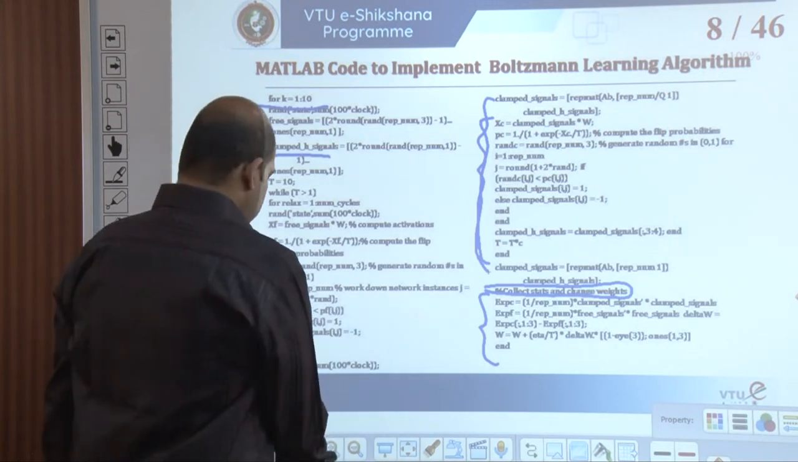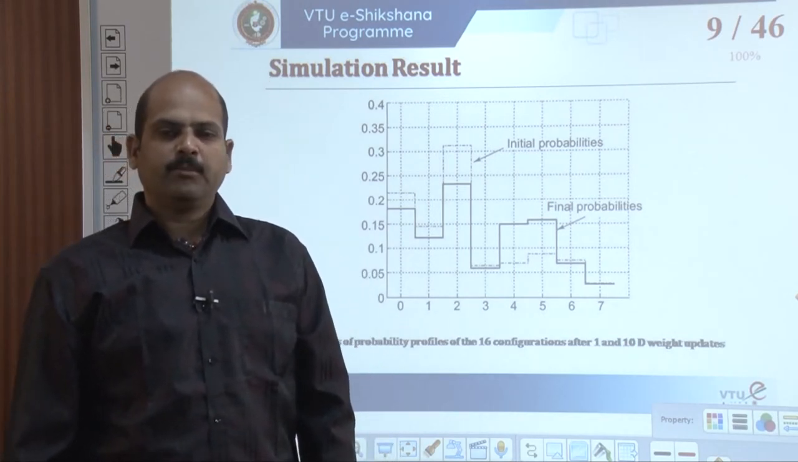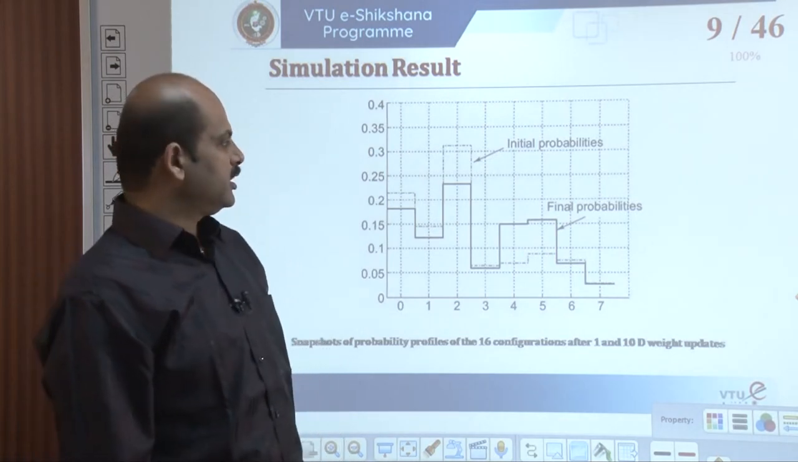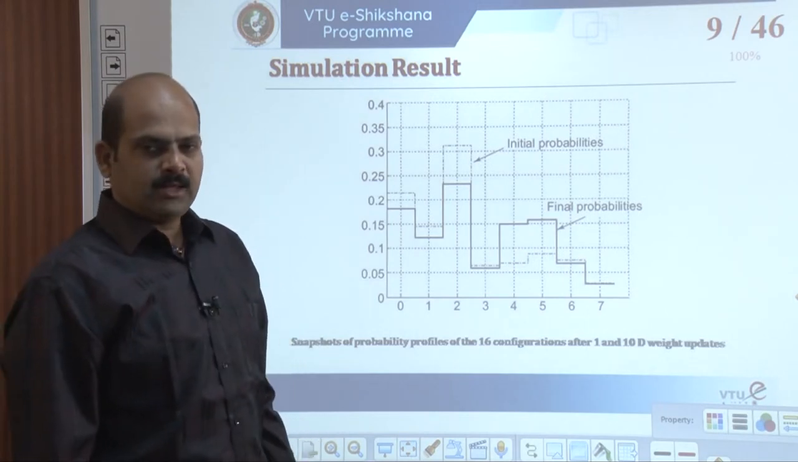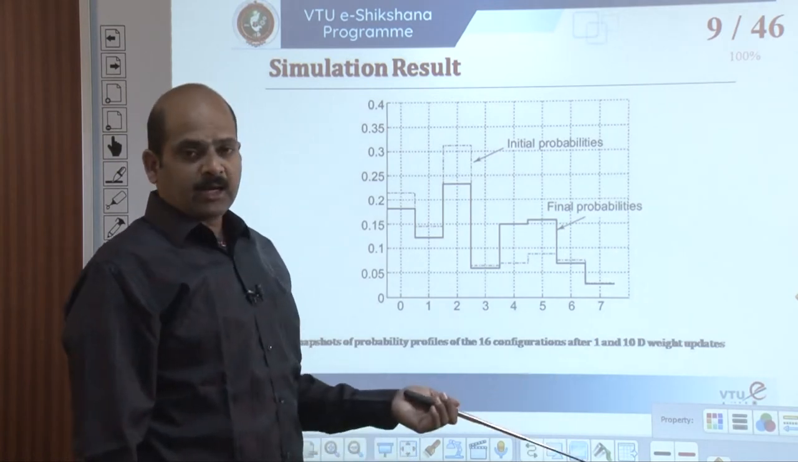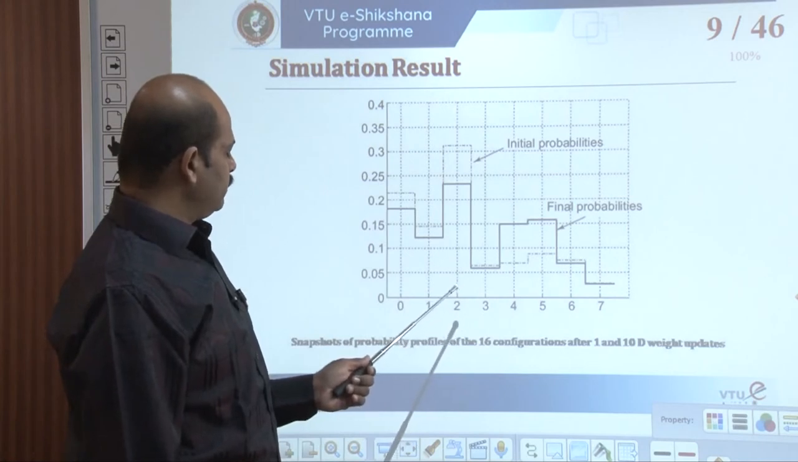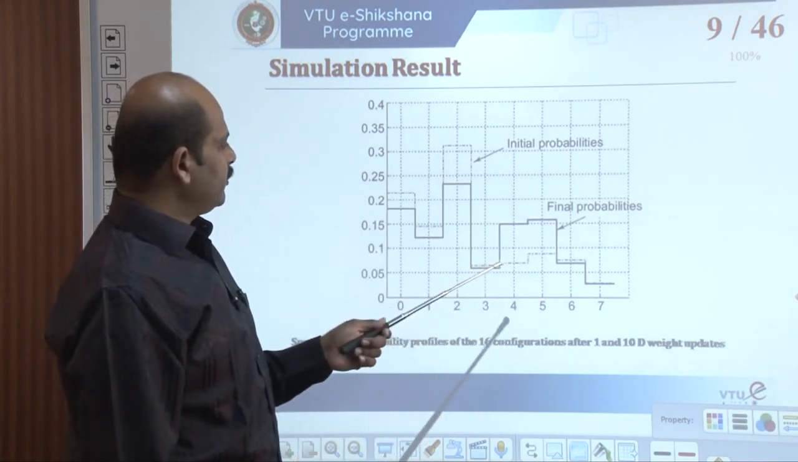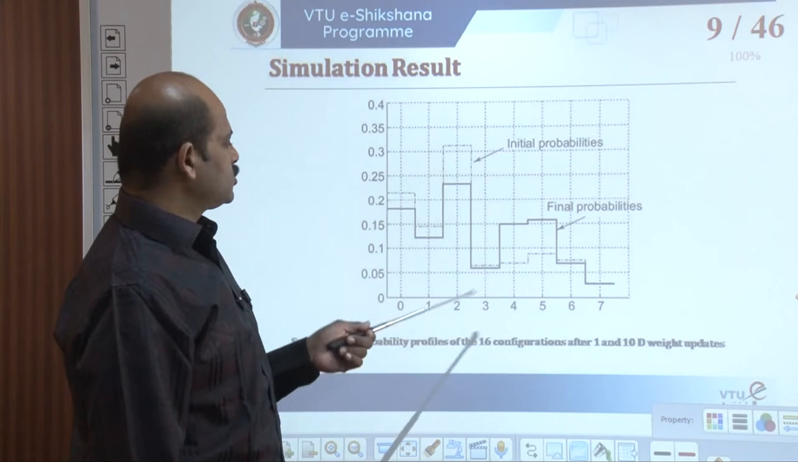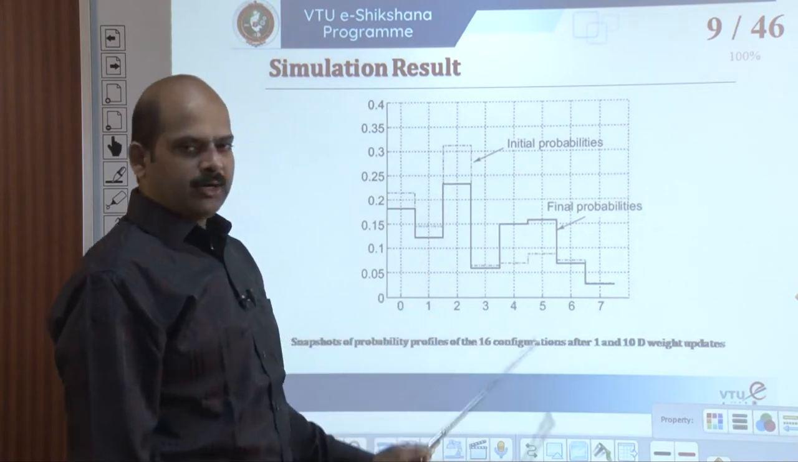Let me see how the simulation goes. As you are aware, our simulation is for an extremely simple network comprising two visible and one hidden neuron, so that we can track what is going on. This simulation shows a result that is a snapshot of the probability profile of 16 configurations and 1 to 10 weight updates. The weights are updated, and we calculate the initial probability and the final probability from this.